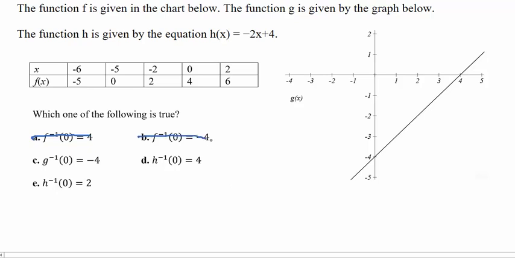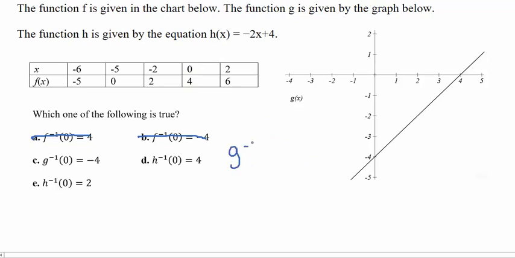If you're curious what a true statement would be with regards to the part of the chart that has a 4 involved and a 0, the chart does say that f of 0 is 4. So it would be a true statement that f inverse of 4 is 0. This would be true, but it's not even one of my choices. So let's move on to part C.